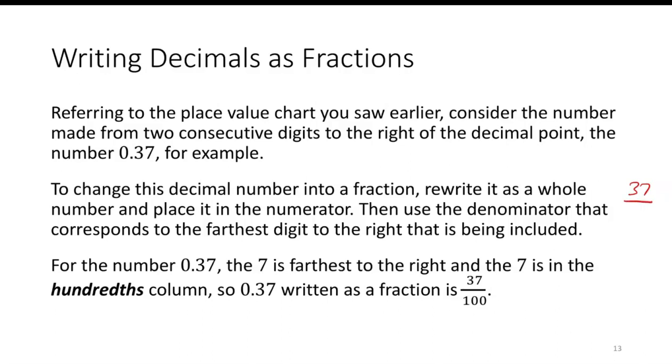Then use the denominator that corresponds to the farthest digit to the right that is being included. So for 0.37, the 7 is the farthest to the right, and that is in the hundredths column. So 0.37 can be written as a fraction as 37 over 100.